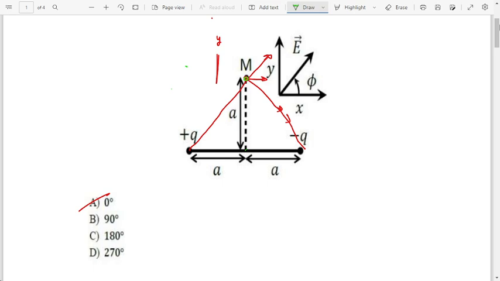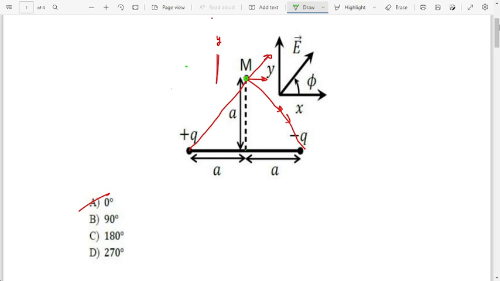Although in this particular question, the direction of the electric field will still come out to be correct if you use the result of the dipole, that is a pure coincidence. But if you try to find the magnitude of the electric field at point M, it will not come out correct using the result of the dipole. Let us quickly see what the actual magnitude of the electric field at point M is.